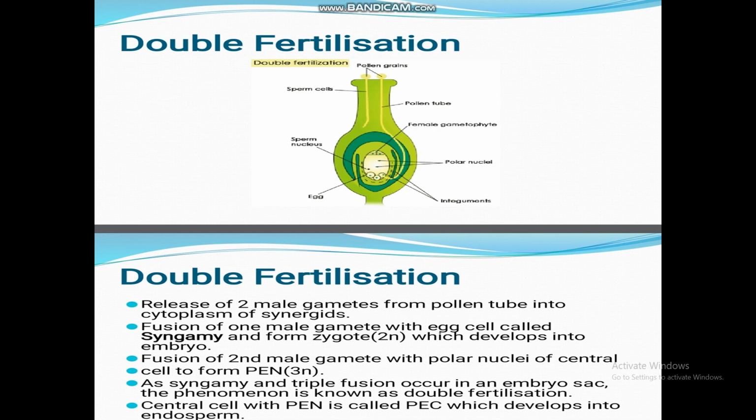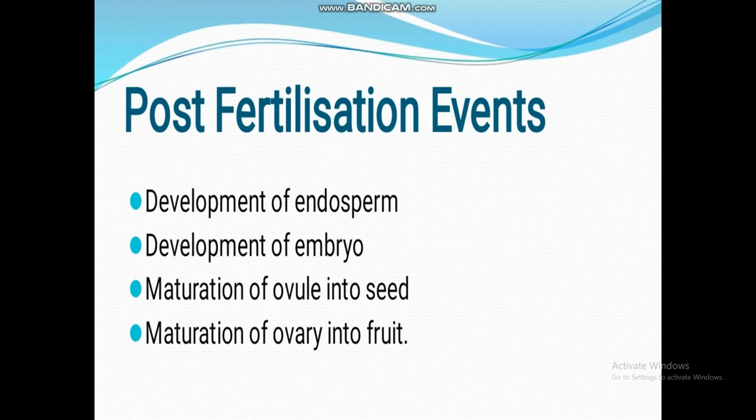One of the male gametes fuses with the egg. This process is called syngamy, and the end product of this process is the zygote. The second male gamete fuses with two polar nuclei, that's why the process is called triple fusion, and the end product of this process is the formation of the primary endosperm nucleus, or simply PEN.